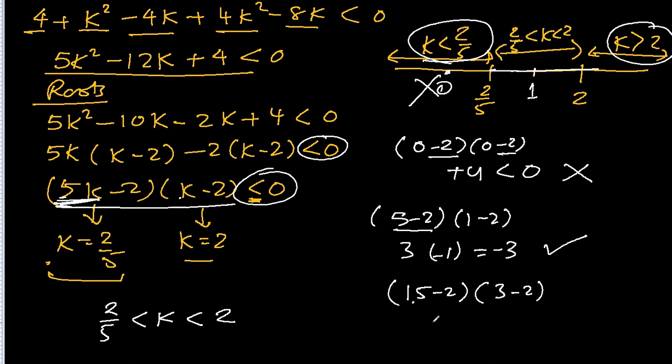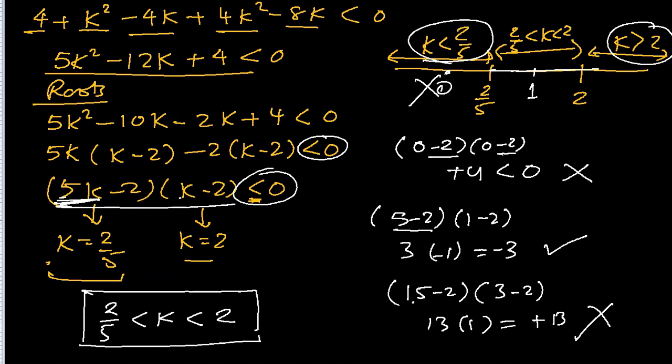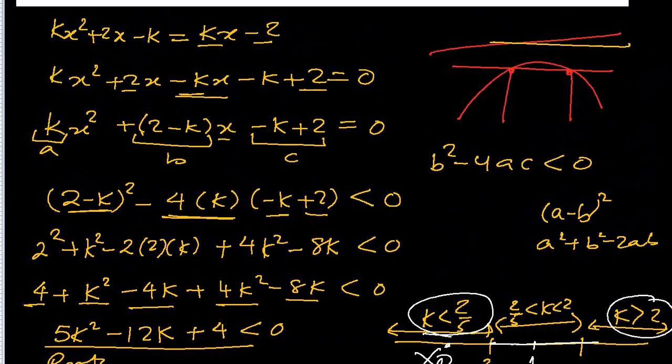15 minus 2 is 13. 3 minus 2 is 1. So answer is plus 13. No, this is not an answer. This is the only set of values for k that will not let the two curves and line intersect.